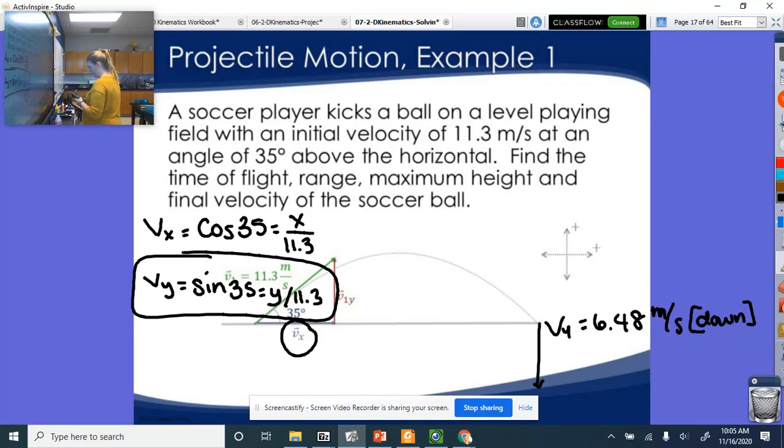And then in the x, cosine of 35 times 11.3. So my final velocity in the x is still going to be 9.26 meters per second, and that's going to be heading away. There is no set direction. You could probably just go ahead and say east and it would work out.